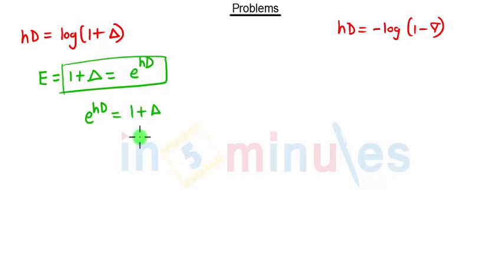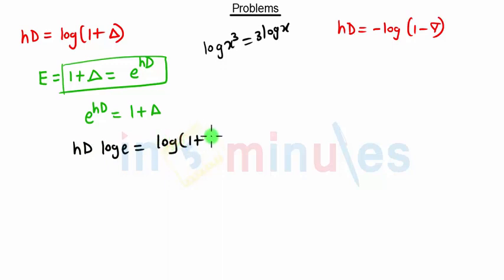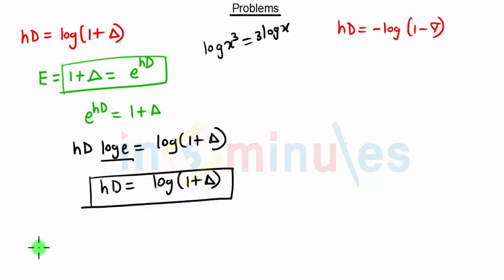Now we are taking the log on both the sides. So log of x cubed is nothing but 3 log of x. So log of e raised to hD will be hD log of e equal to log of 1 plus delta. What is log e? Log e is 1. So hD is equal to log of 1 plus delta. So this is the proof.